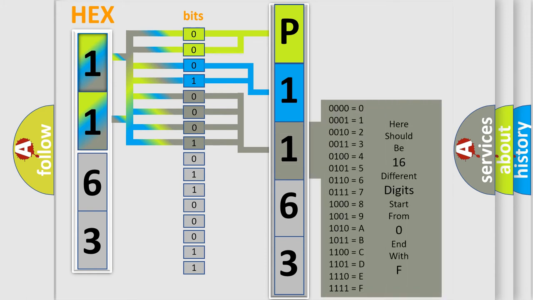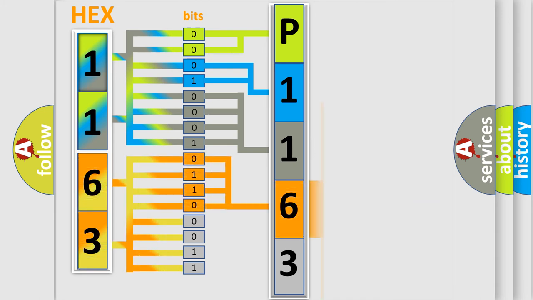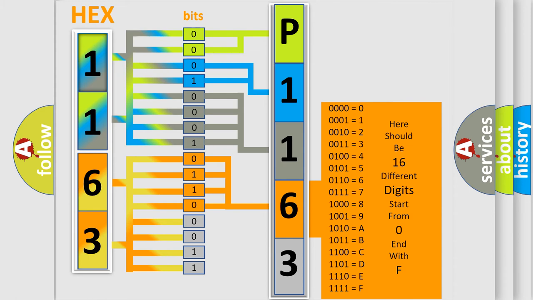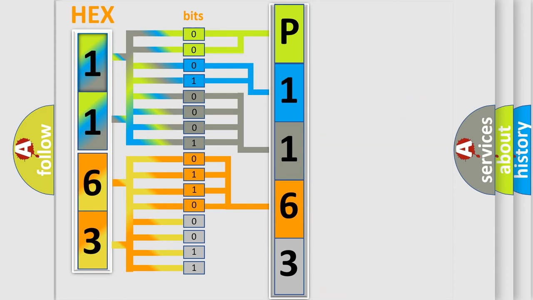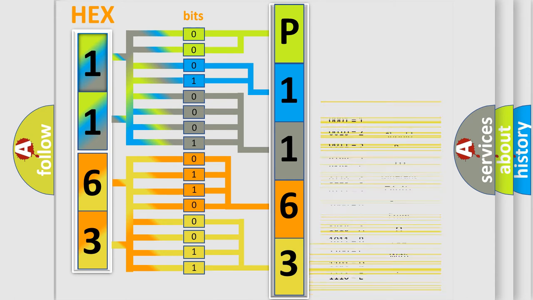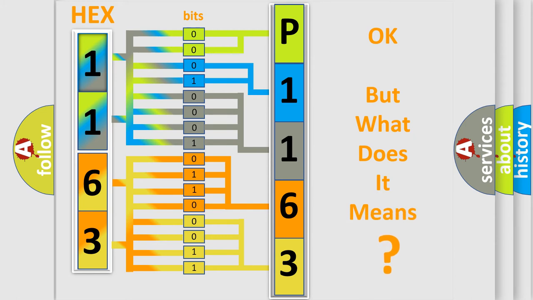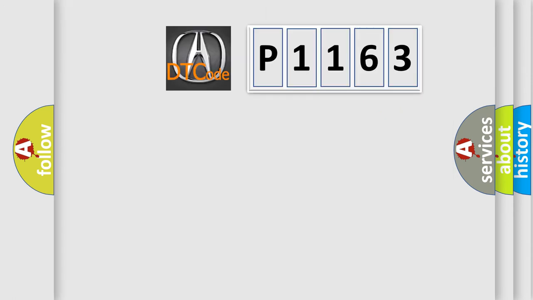The second byte is composed of a combination of 8 bits. The first 4 bits determine the fourth character of the code, and the combination of the last 4 bits defines the fifth character. A single byte conceals 256 possible combinations. We now know in what way the diagnostic tool translates the received information into a more comprehensible format. The number itself does not make sense to us if we cannot assign information to what it actually expresses. So, what does the diagnostic trouble code P1163 interpret specifically for Acura?